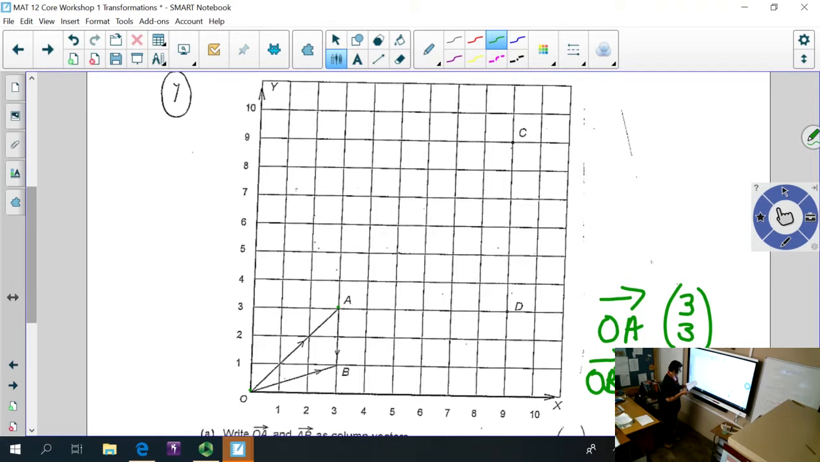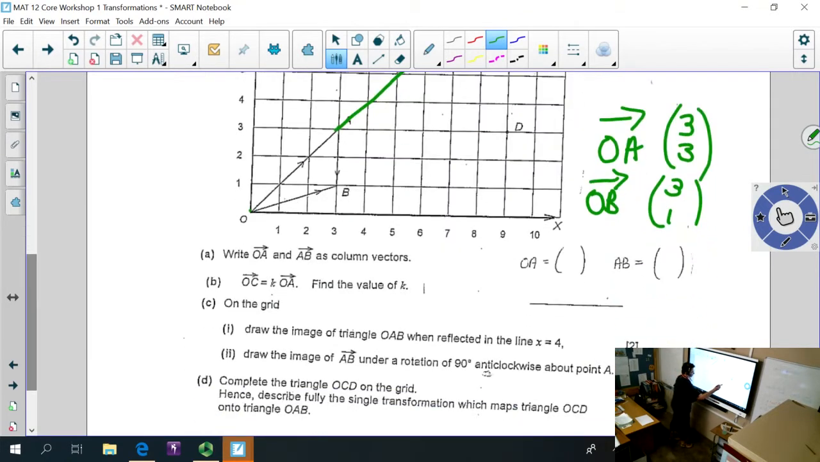The next one says OC is k times OA. Find k. So here's C now. If we join these points from O to C, then we have the vector OC. Now we said OA was (3, 3). Let's read off OC. This one is (9, 9). Can you see? That is why k is going to be 3, because I've multiplied it by 3.